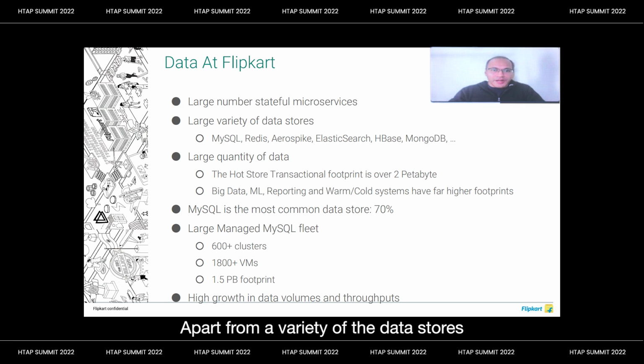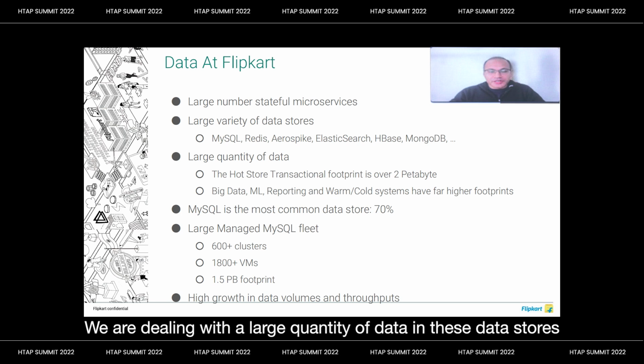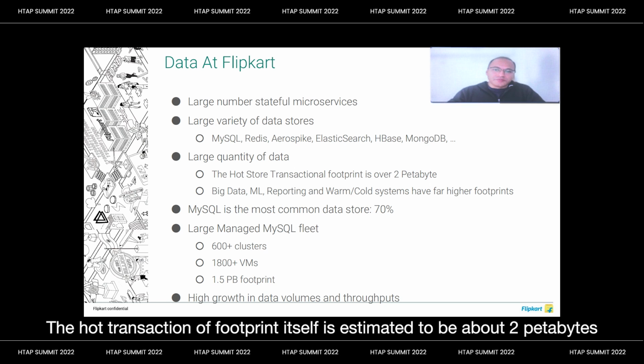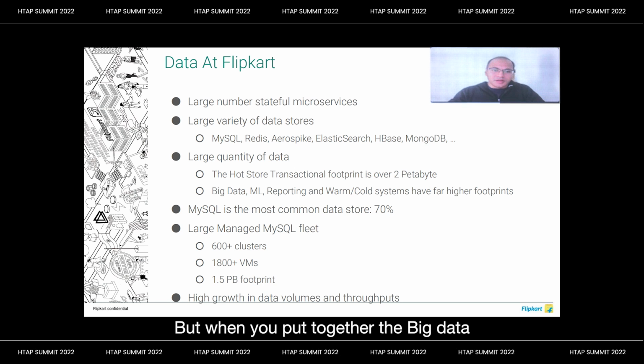And apart from a variety of data stores, if you can imagine the scale that I mentioned, we are dealing with a large quantity of data in these data stores. The hot transactional footprint itself, we estimate to be about 2 petabytes. But when you put together the big data, ML, other archival systems and so on, it is a lot more. And in the hot transactional space, MySQL is the most commonly used data store. About 70% of the instances are MySQL.